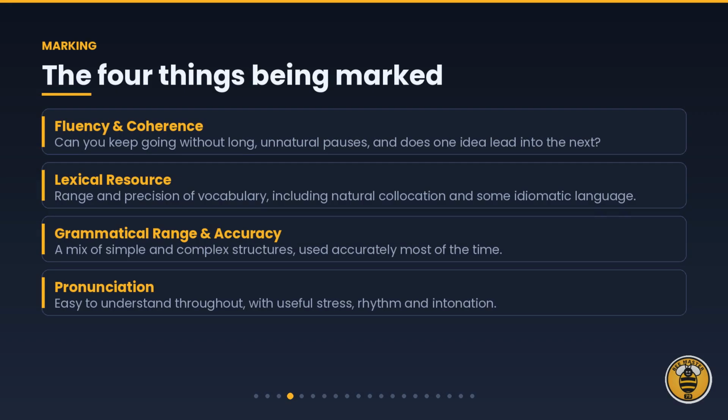Here are the 4 things being marked: fluency and coherence, lexical resource, grammatical range and accuracy, and pronunciation. Keep these in mind because every answer I give you later is designed to show off at least 2 of them at once.